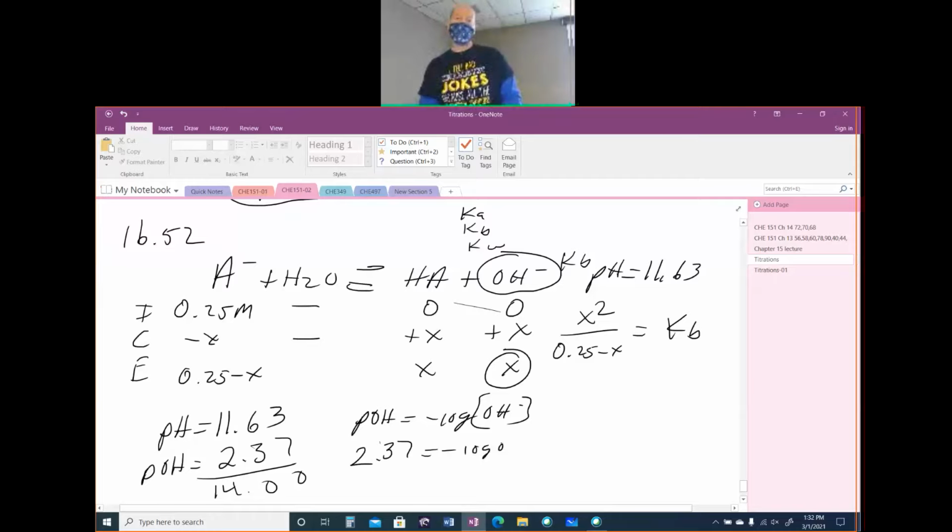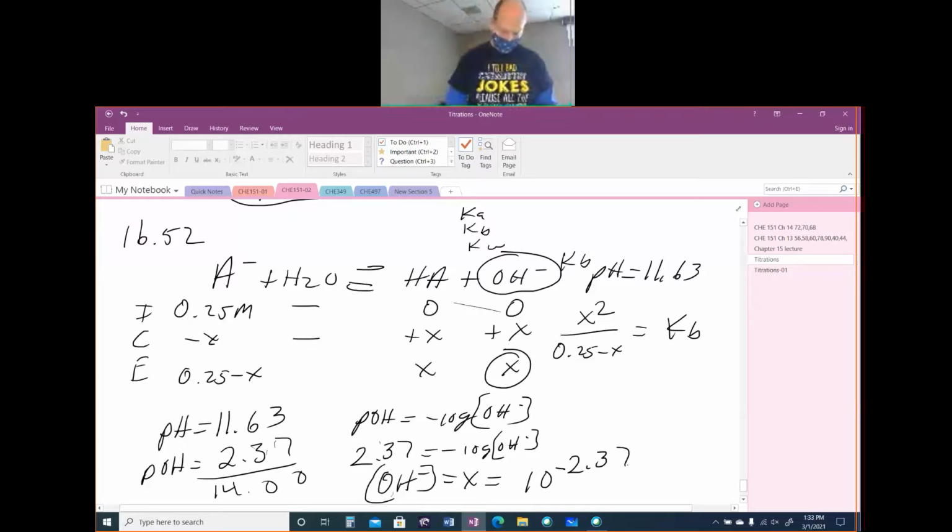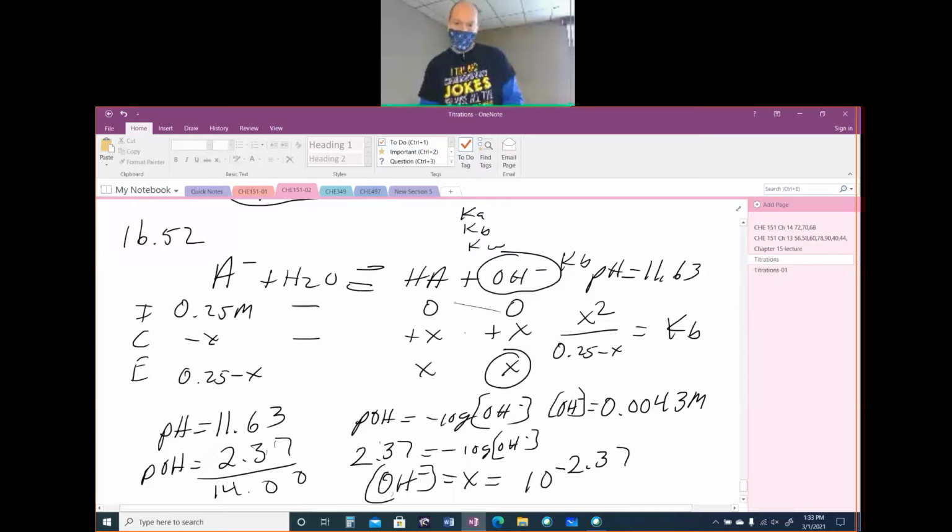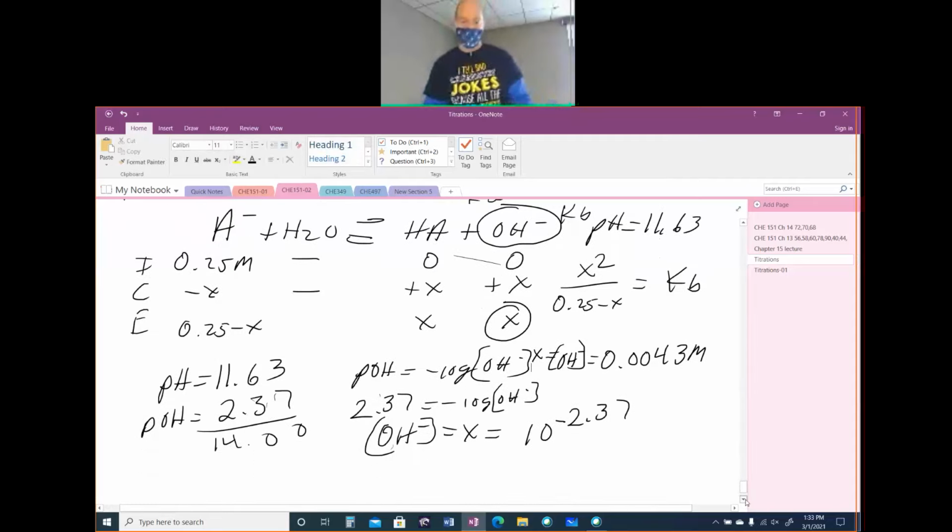That's equal to the negative log of OH minus. You got to take the negative of both sides and then your inverse log button, which is your 10 to the X button. And so your OH minus concentration, which is equal to your X value, is equal to 10 to the negative 2.37. And that gives you a 0.0043. So that is your OH minus concentration, which you see over here is your X value. And so you simply plug that in for X and you get your Kb constant.